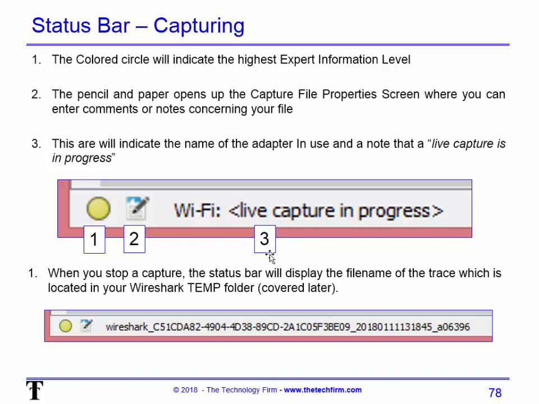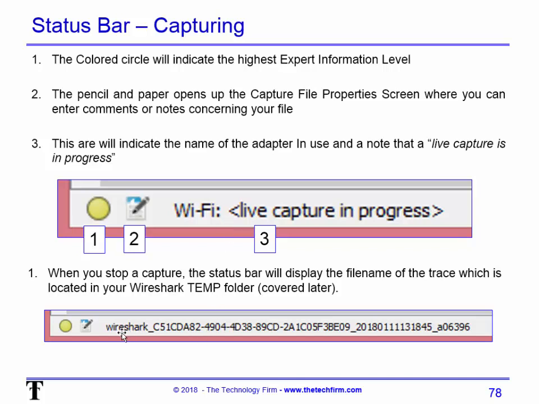Now this one's different. Number 3. It's telling me the name of the adapter that you're using and the note. And the note in this case is live capture in progress. So it's telling you that it's actually capturing. So if you are looking at a Wireshark screen and you're not sure if it's actually running or not, because there are many different ways of running it, you can actually pay attention to the bottom of the screen and it will tell you that. Now if you hit stop capture, you'll notice that that changes.